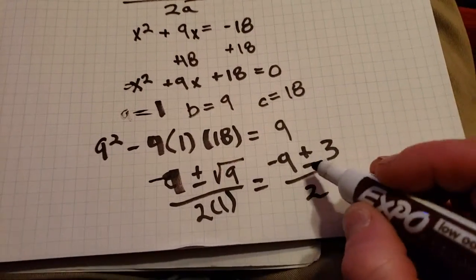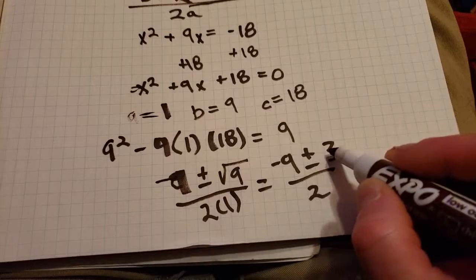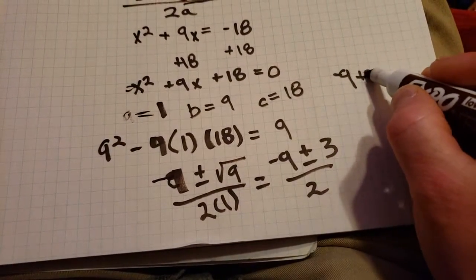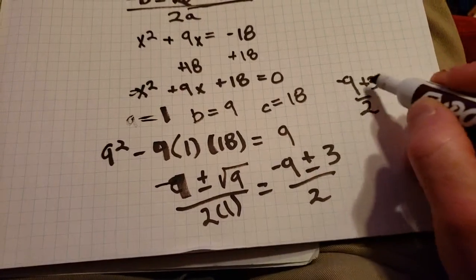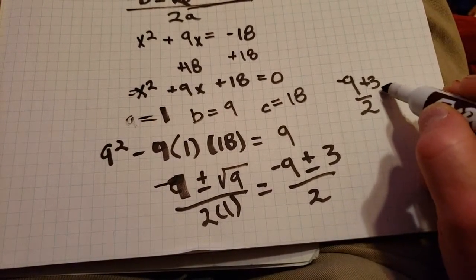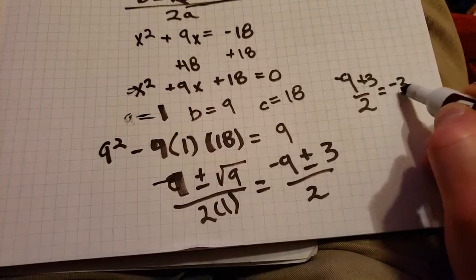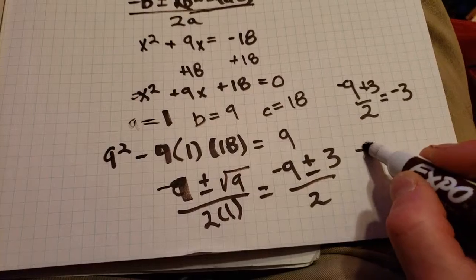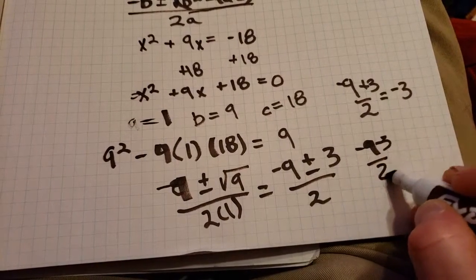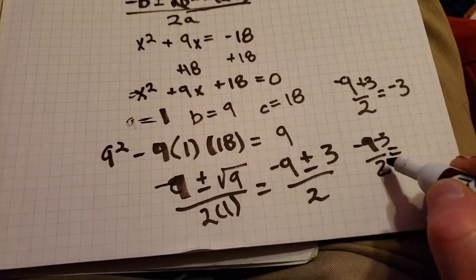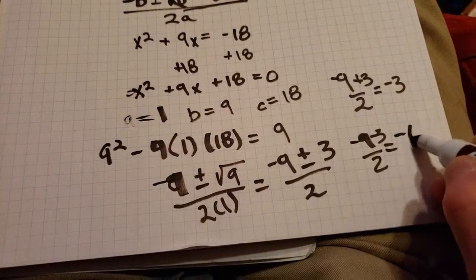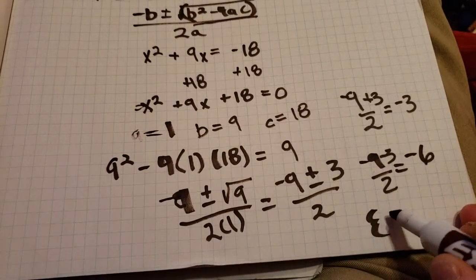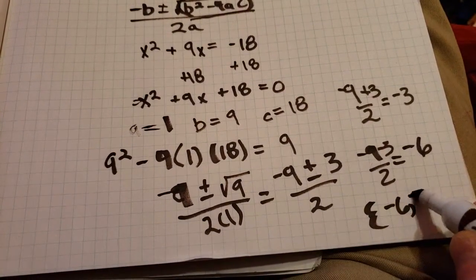Okay, so this represents two solutions. We have negative 9 plus 3 over 2. And negative 9 plus 3, that is negative 6. Negative 6 divided by 2, negative 3. We also have negative 9 minus 3 over 2, which is negative 9 minus 3 is negative 12, over 2 is negative 6. And there's our two solutions. Our x value can be negative 6 or x can be negative 3.